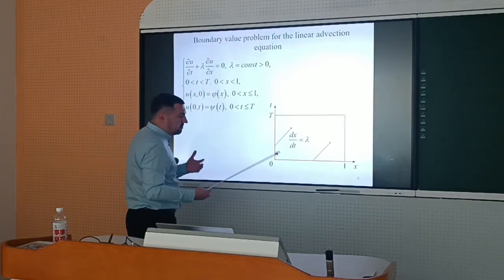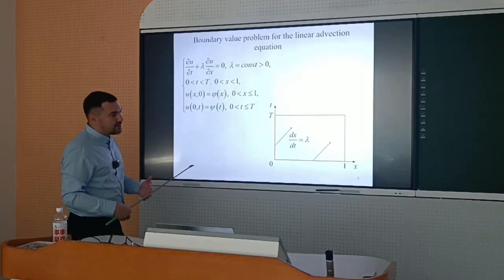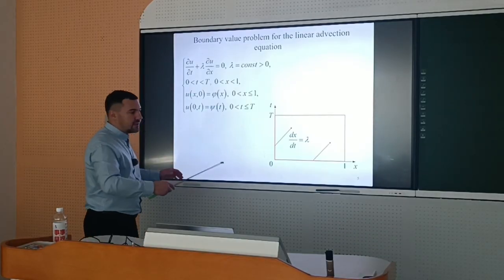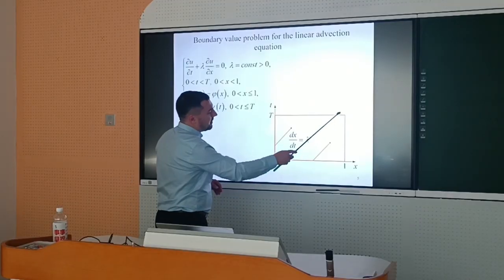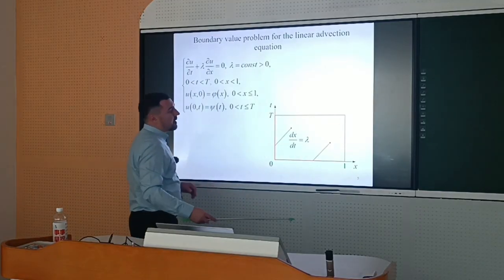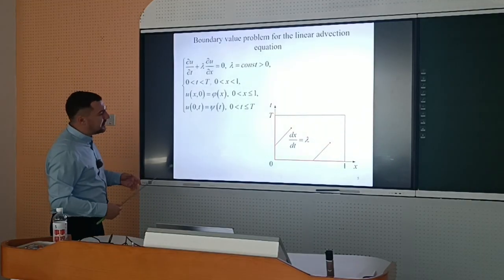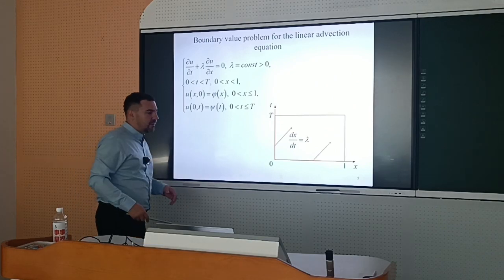So the solution of this equation itself demands only one boundary condition at the left boundary. If lambda were less than 0, then we would need only one boundary condition at the right boundary. That's maybe not obvious for everybody, that actually you do not always need to impose boundary conditions at both boundaries.